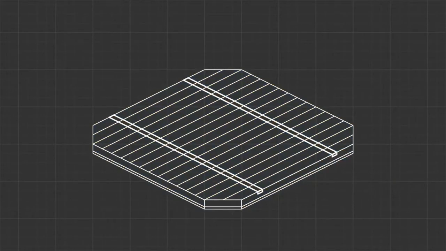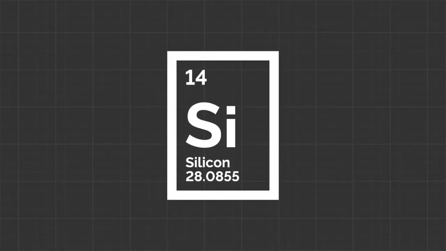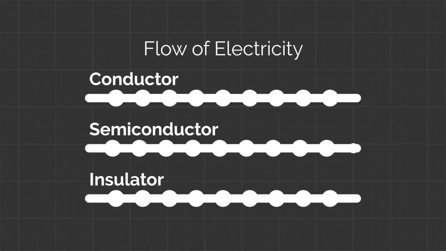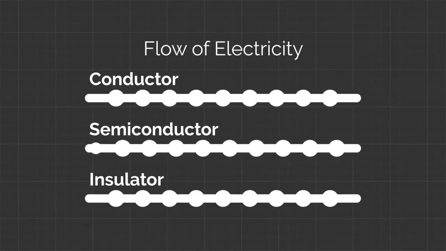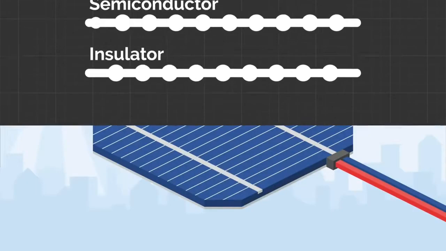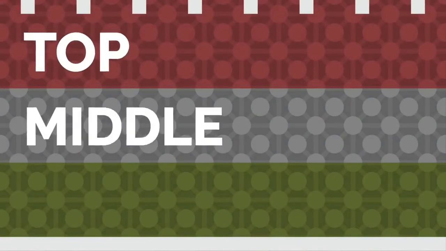The active part of a solar cell is a wafer made of semiconductive material, typically silicon. A semiconductor is a type of material that normally doesn't conduct electricity well, but it can be made more conductive under certain conditions. The semiconductor part of the solar cell has 3 layers.